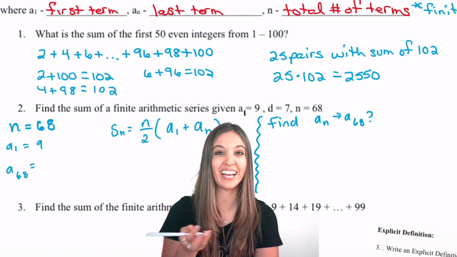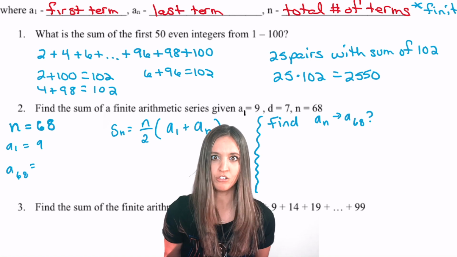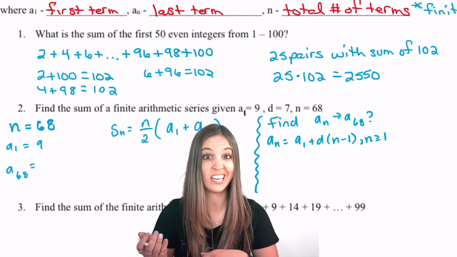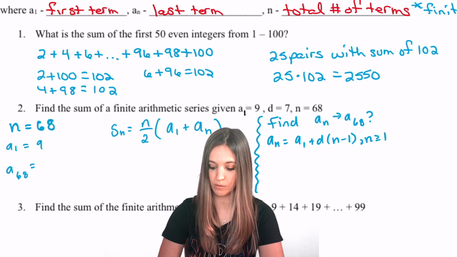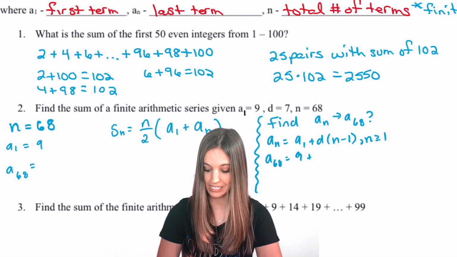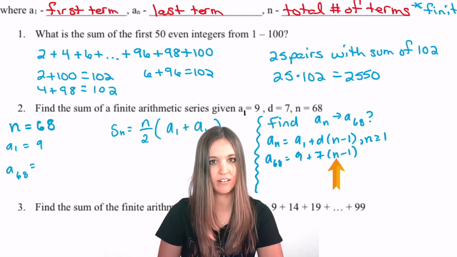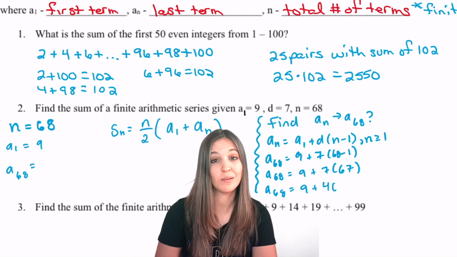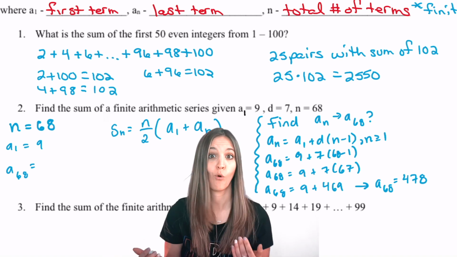Remember last lesson, explicit definition helped us find any term we wanted in the sequence. Well, I could use that. Let's recall the explicit definition. It's a sub n equals a sub 1 plus d times n minus 1 for n greater than or equal to 1. Well, a sub n is going to be my a sub 68. A sub 1 is 9 plus d they gave me is 7 times n minus 1. Wait, I know n, it's 68, so times 68 minus 1. Well, if I evaluate that down, I'm going to get a sub 68 is 478. So that means my last term in the series is 478.